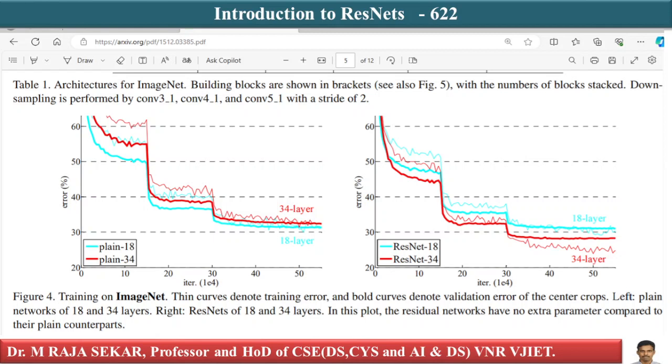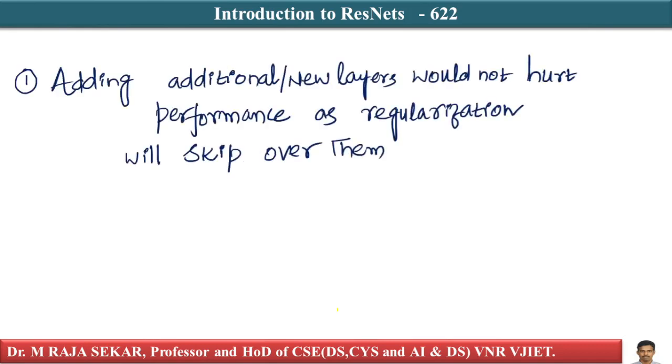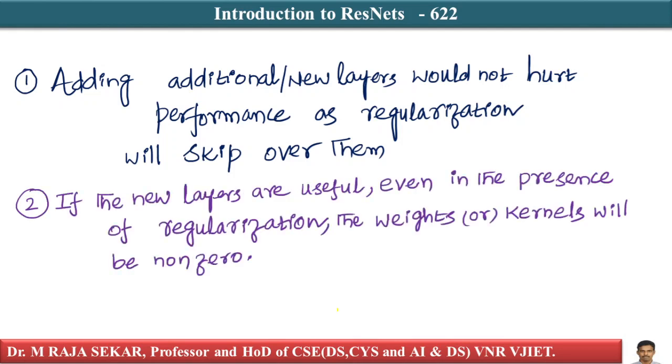In this lecture, I will continue my discussion on ResNets. Before understanding this lecture, I request you to go through my previous lecture, lecture number 621. The first takeaway is that adding additional or new layers would not hurt performance, as regularization will skip over them. My second takeaway is that if the new layers are useful, even in the presence of regularization, the weights or kernels will be non-zero.